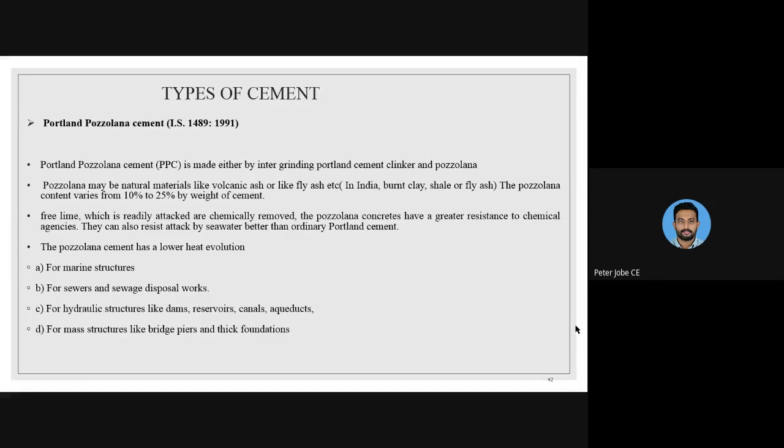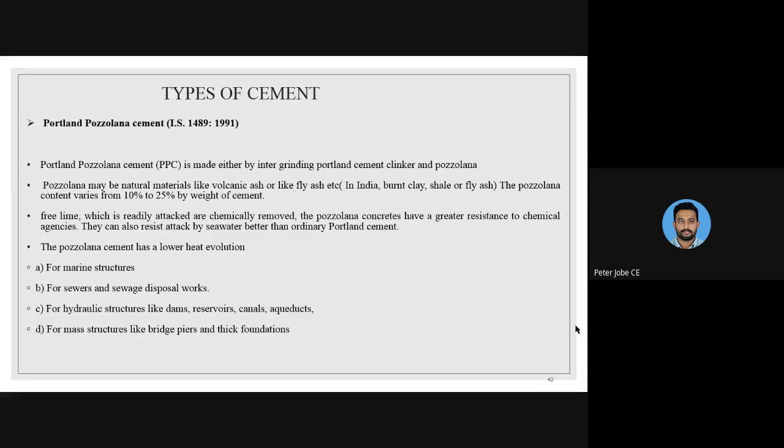Pozzolana means all those materials like burnt clay, shale, or fly ash. Fly ash is actually a result of thermal power plants, which produce a large amount of fly ash. So a lot of research was done on where to dispose of this fly ash. At that time people understood that if we use fly ash in cement, we can have two advantages. One, we can avoid the pollution from dumping fly ash elsewhere. And next, we can improve the properties of ordinary Portland cement.